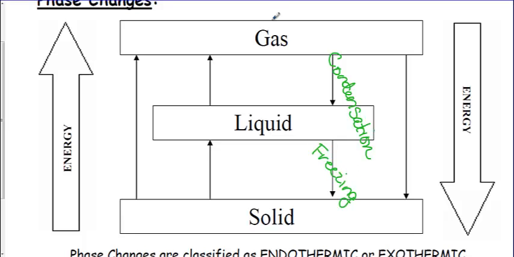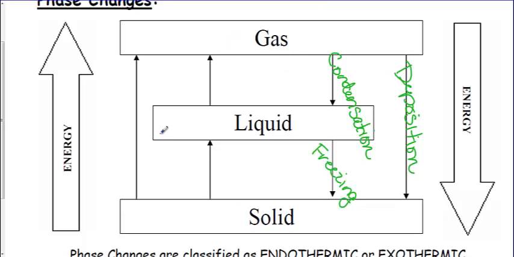Now when we go directly from a gas to a solid, it's the opposite of sublimation, which is called deposition. And think about depositing something, so it leaves deposits behind.